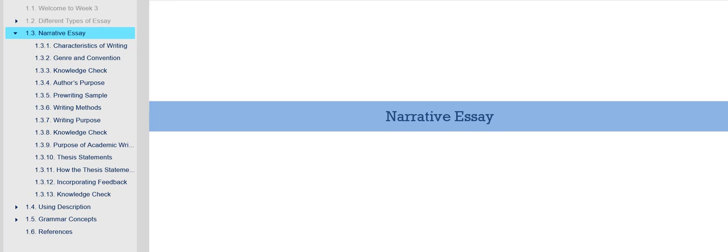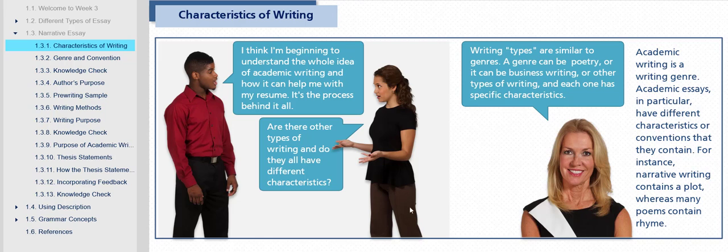So your essay 1 is going to be the narrative essay. I think I'm beginning to understand the whole idea of academic writing and how it can help me with my resume. It's the process behind it all. Are there any other types of writing, and do they have different characteristics?